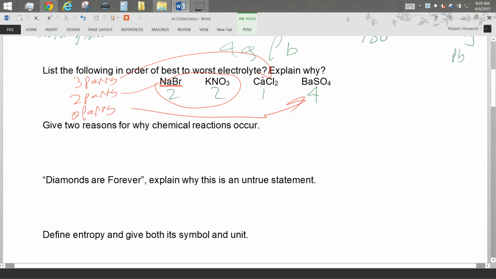Give 2 reasons why chemical reactions occur. Okay, so what's going on? What's nature trying to do? Yeah. Disorder. Lose energy.